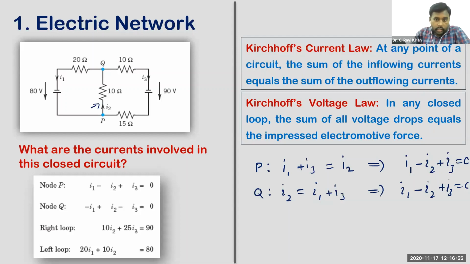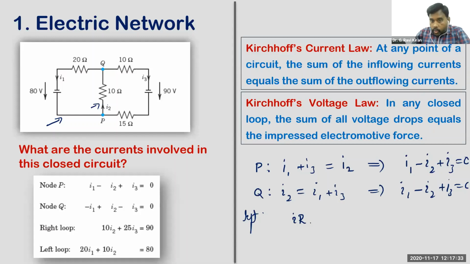Now let me look at Kirchhoff's voltage law. It says in any closed loop, if you look at the circuit carefully, there are two different closed loops: one is a left loop and the other is a right loop. If you look at the left loop, see what the net voltage drops are. How do we find the net voltage drops? This circuit has only resistors. When the circuit has only resistors, the net voltage drop is equal to IR.